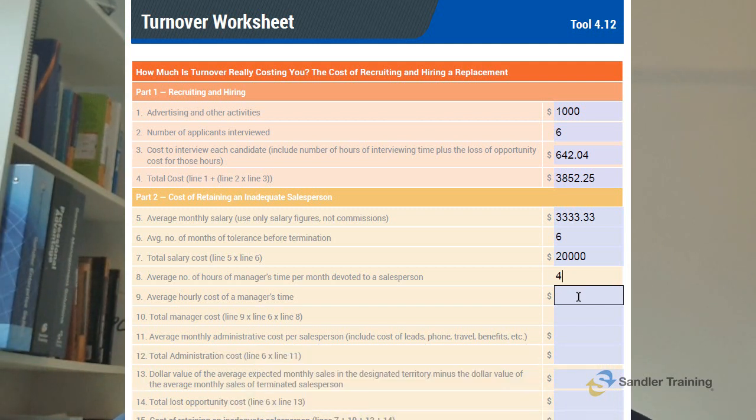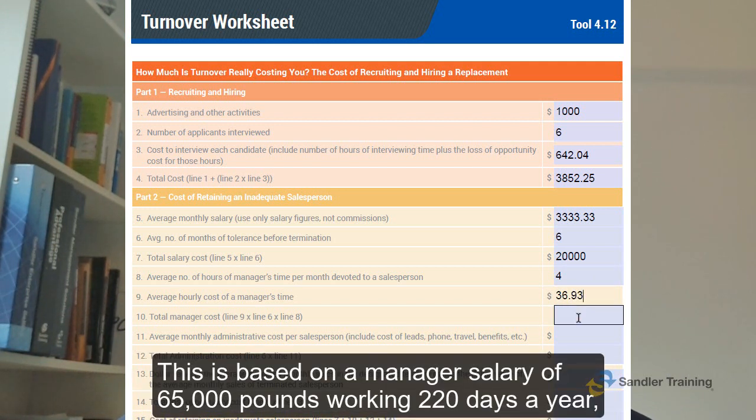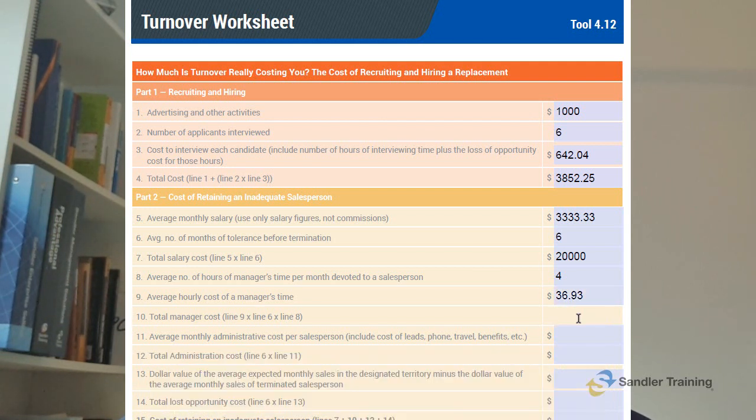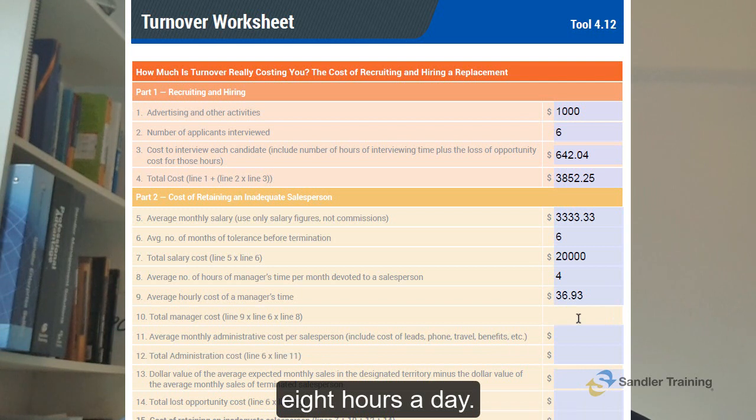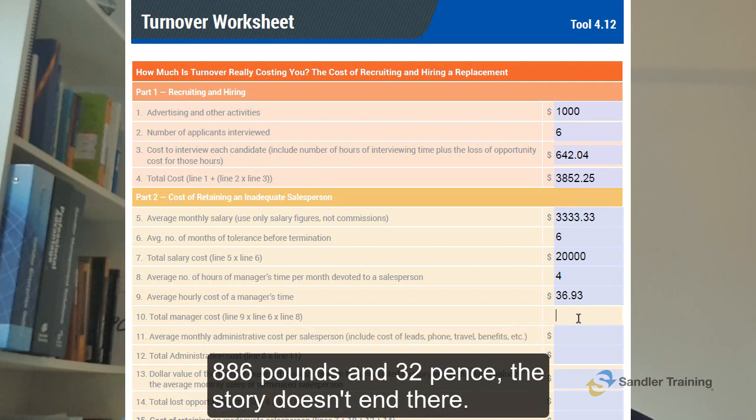So the average cost of our manager's time is calculated as £36.93 per hour. This is based on a manager's salary of £65,000, working 220 days a year, 8 hours a day. The total cost of managing a poor performer during that 6 months is therefore £886.32. The story doesn't end there, however.